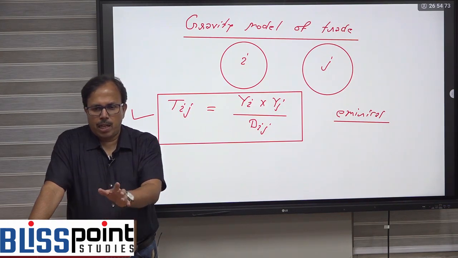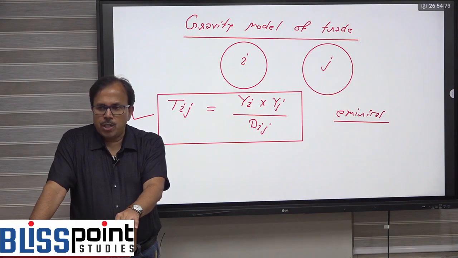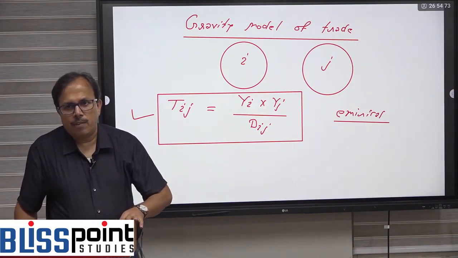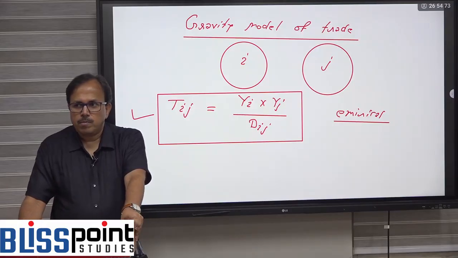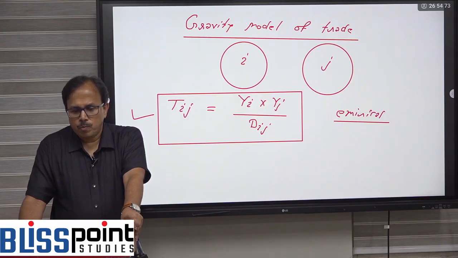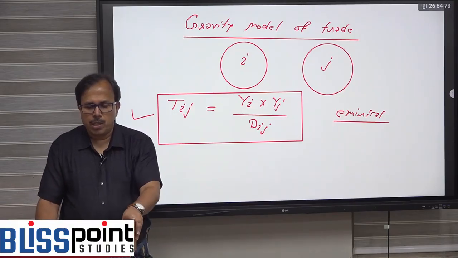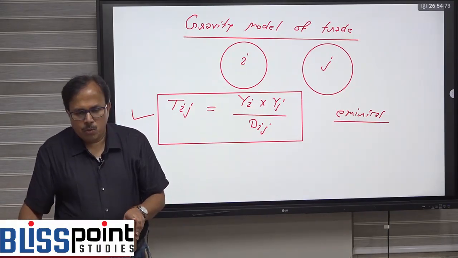So just provide that analogy by relating it. Just as gravitational attraction between any two objects is proportional to the product of their mass, so here mass will mean GDP, the product of their mass, and it diminishes with distance.